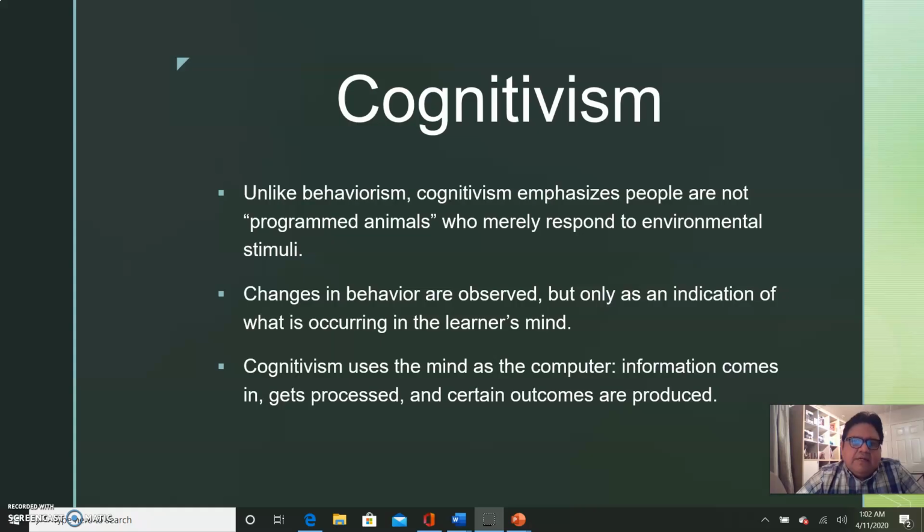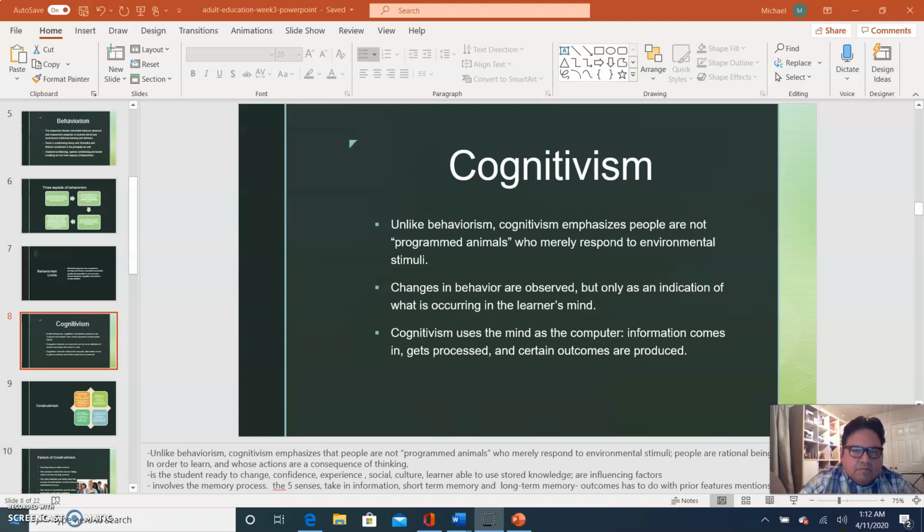The second theory is cognitivism, which, unlike behaviorism, holds that people are not programmed animals who merely respond to environmental stimuli. In cognitivism, behavior is observed, but only as an indication of what is occurring in the learner's mind. Influencing their mind are their confidence, experience, culture. Are they able to use the knowledge they have? Cognitivism uses the mind as a computer.